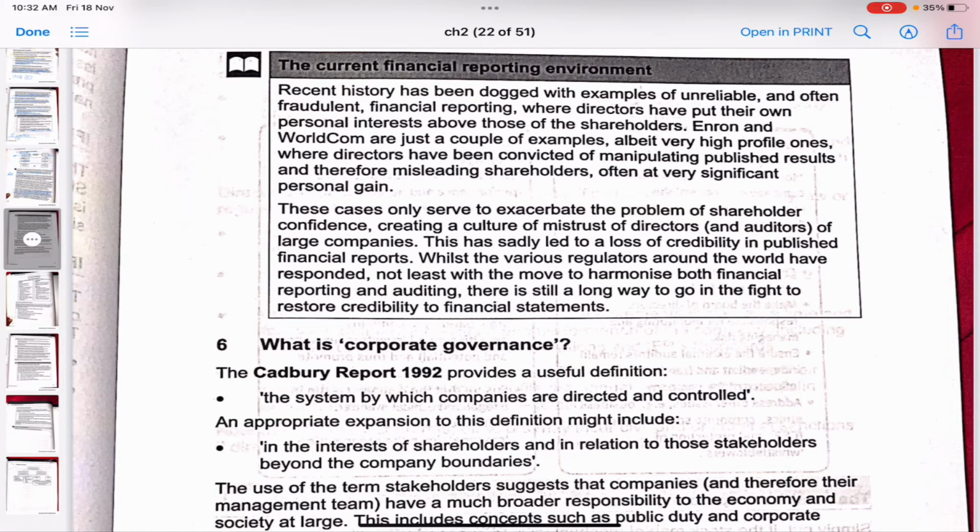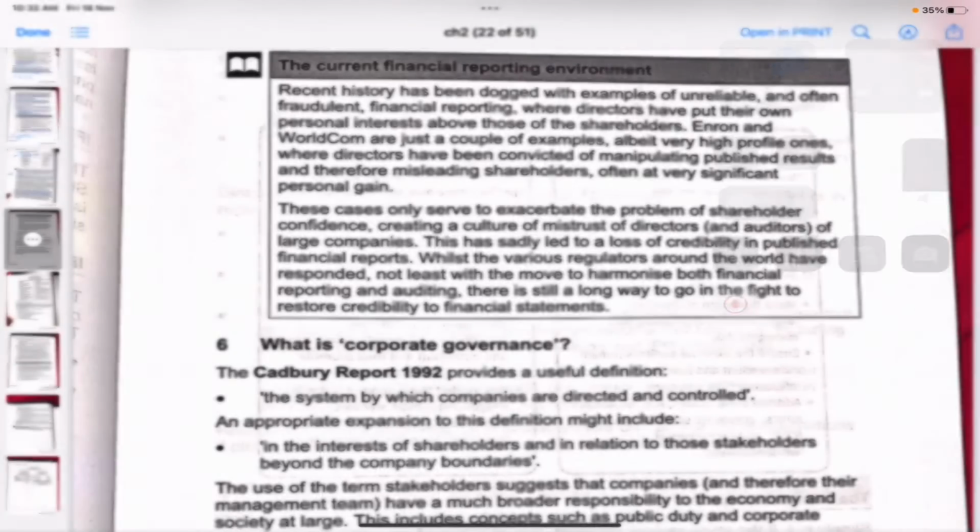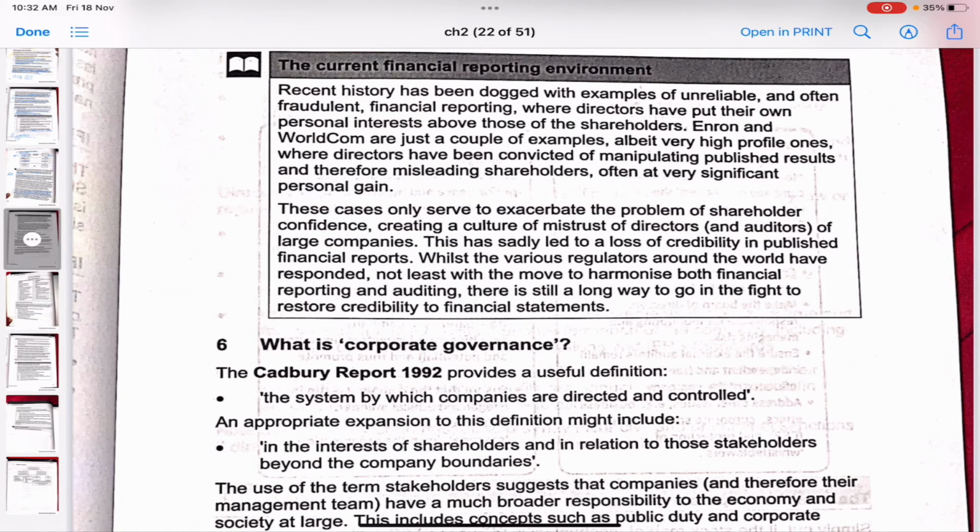So let's read this box. Recent history has been dogged with examples of unreliable and often fraudulent financial reporting, where directors have put their own personal interests above those of the shareholders. So, this is something which we have already studied in the BT paper. Enron and WorldCom are just a couple of examples, albeit very high profile ones, where directors have been convicted of manipulating published results and therefore misleading the shareholders. Okay, so there have been cases where such situations have taken place.